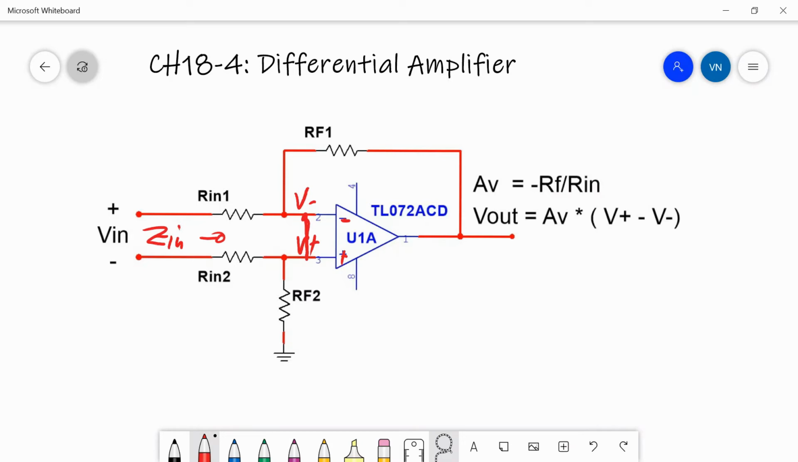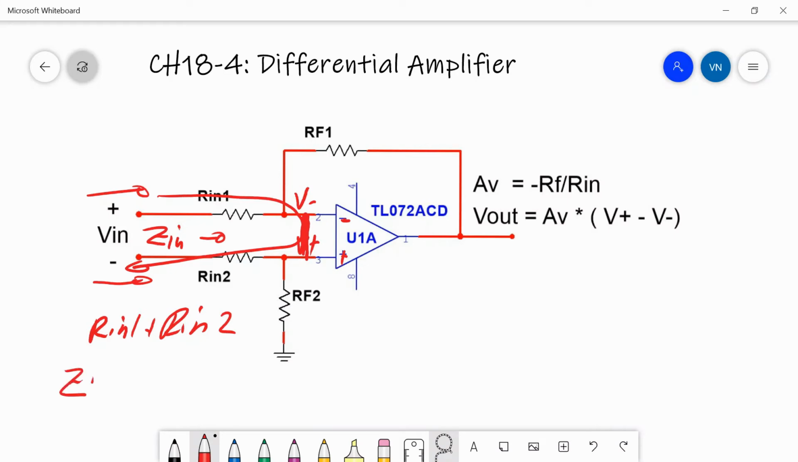For Z in, we look into the op amp circuit and ask, what's the impedance between these two points? You basically look in there and say, here's my loop. So it becomes Rin1 plus Rin2. It's just the two input resistors in series, and they're in series because they're connected by a virtual short. So Z in equals 2 times Rin.